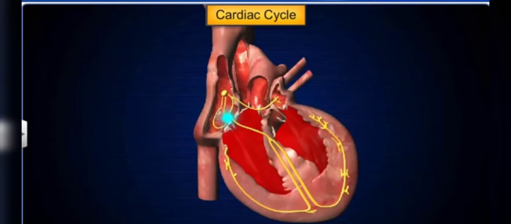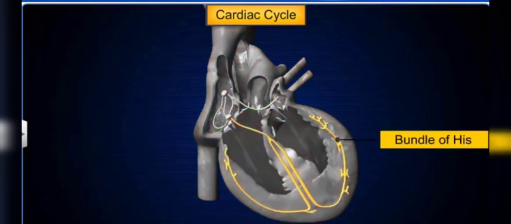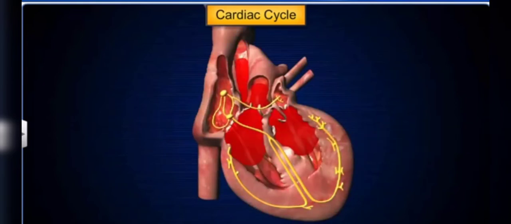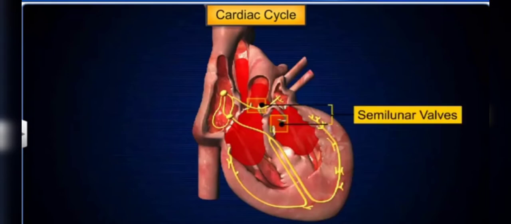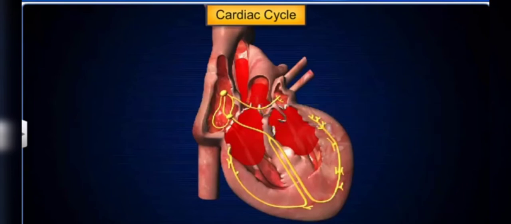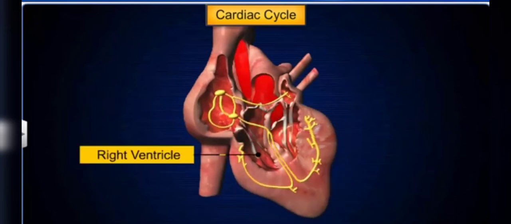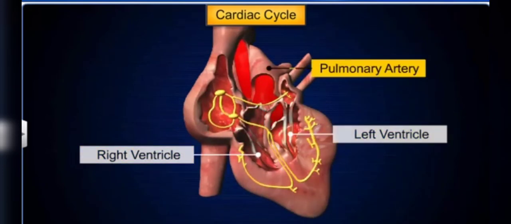The action potential from the SA node travels to the AV node and passes down the ventricles through the bundle of His. This causes the ventricular contraction or systole and at the same time the atrial relaxation or diastole. The ventricular systole causes the opening of the semilunar valves at the pulmonary artery and aorta. This causes the pumping of blood from the right ventricle to the pulmonary artery and left ventricle to the aorta.